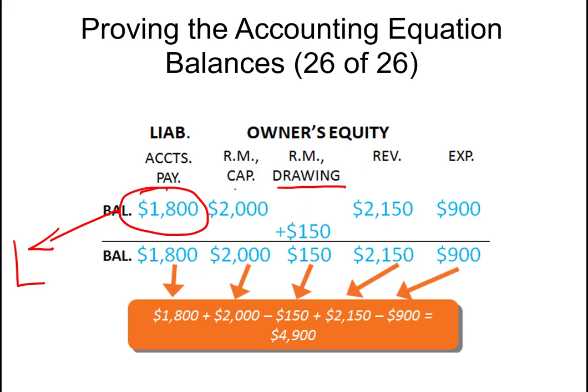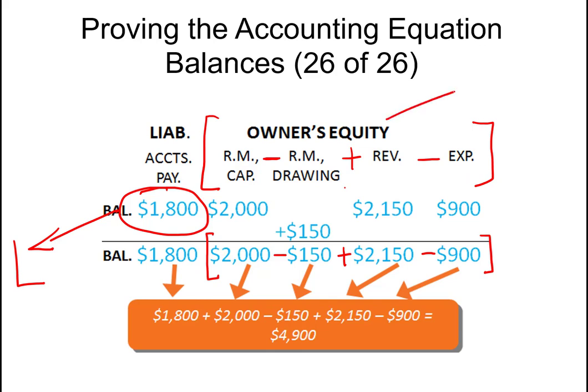So let me share with you the formula. What is the formula to identify owner's equity? I repeat again, it will be capital minus drawing plus revenue minus expense. So it's going to be 2000 minus 150 plus 2150, and then another one is going to be minus your expense. Always remember that owner's equity is equal to capital minus drawing plus revenue minus expense.